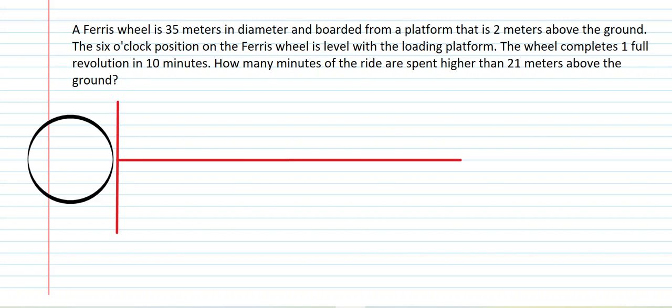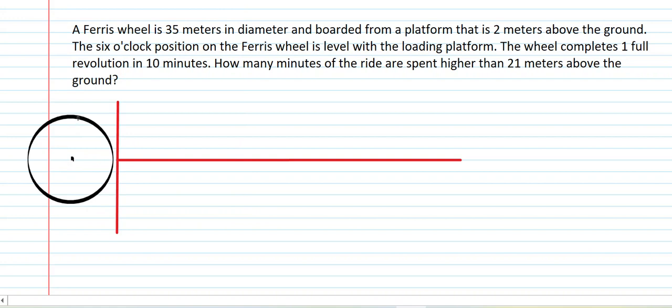In this video, I am doing problem number 8 from section 6.5. A Ferris wheel is 35 meters in diameter and boarded from a platform that is 2 meters above the ground. So let's label what we know regarding this. So the center of this, let's say that this is our midline.